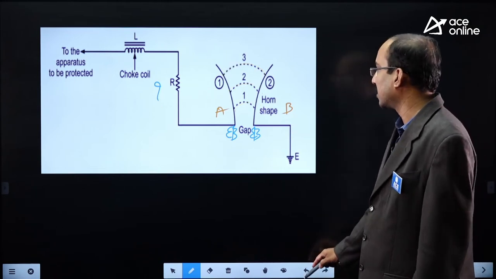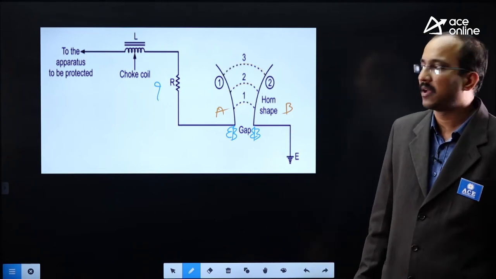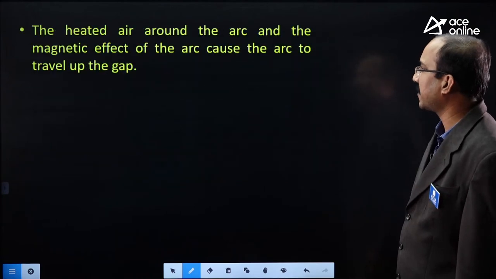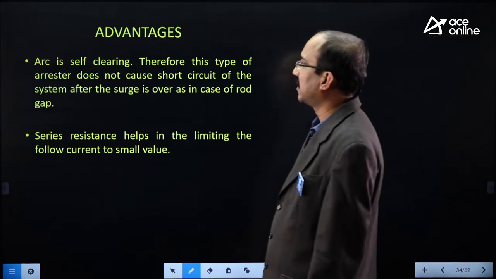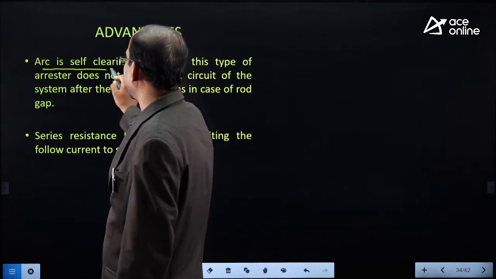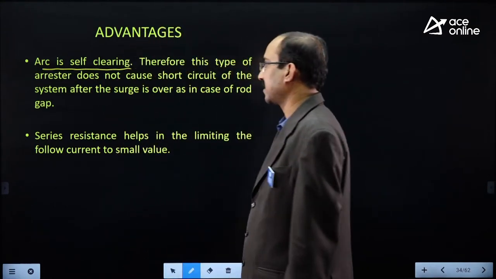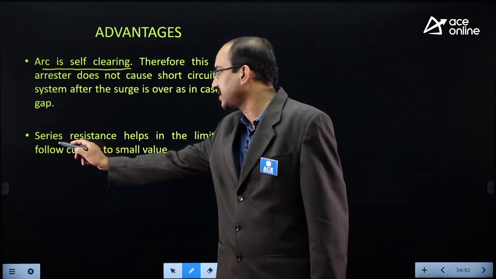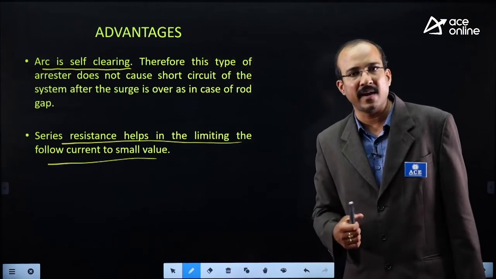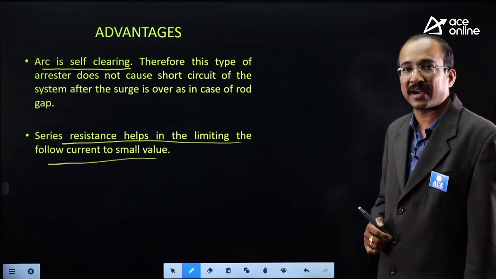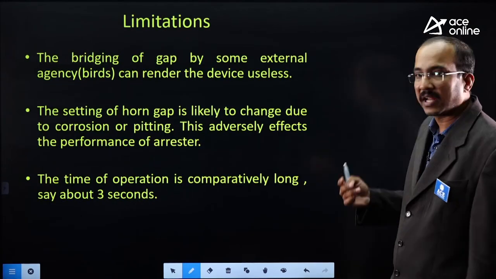So this is the operation of the horn gap type arrester. What are the advantages? Here, the arc is self-clearing. And the series resistance helps to limit the flow of current to a small value. These two are the advantages. But what are the limitations?